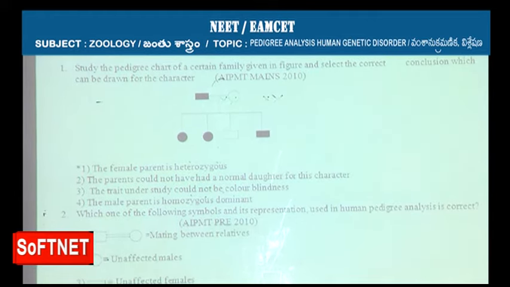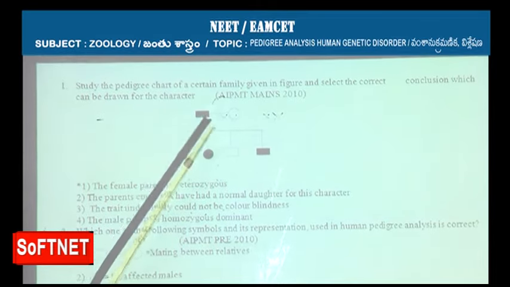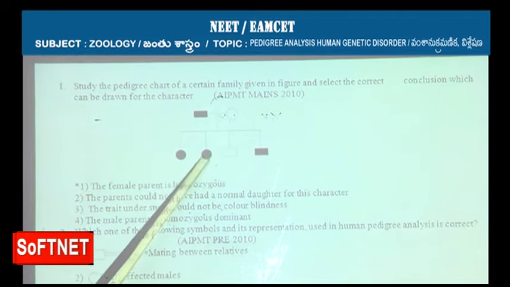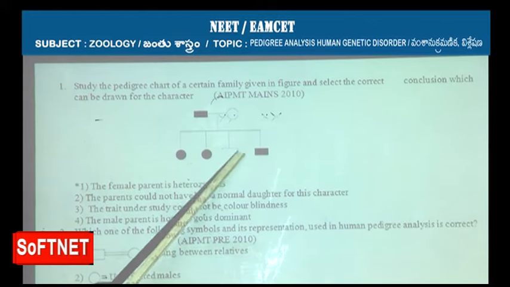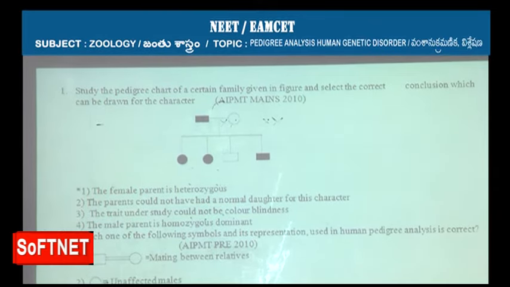The first option: the female parent is heterozygous. Here we have the male parent and the female parent given, and all the female progeny are affected, 50% of the male progeny are affected and the remaining 50% of the male progeny remain unaffected. And how do you know whether it is autosomal dominant or not?